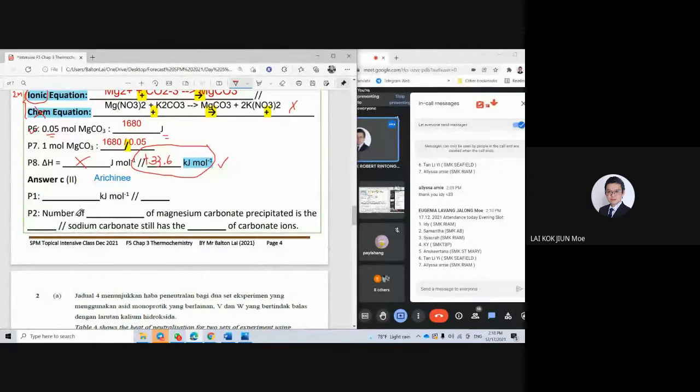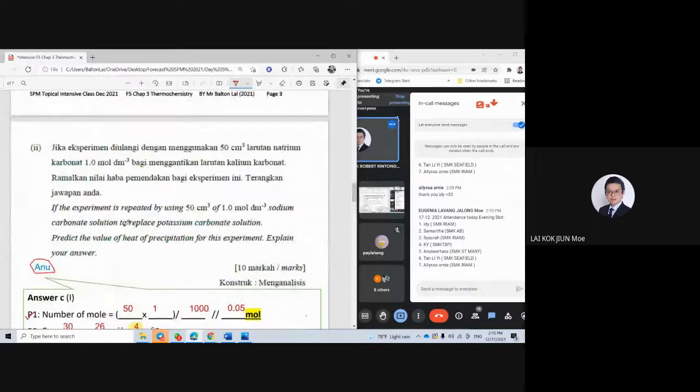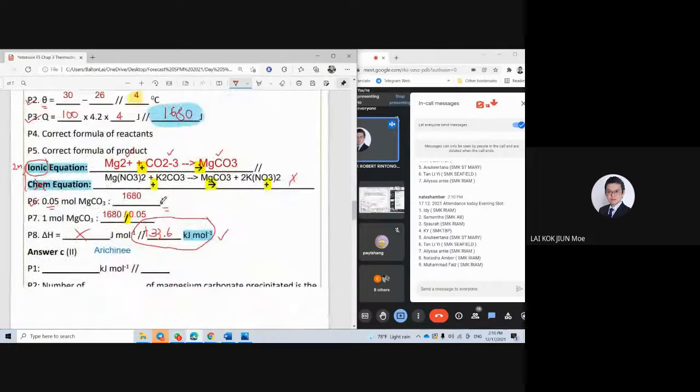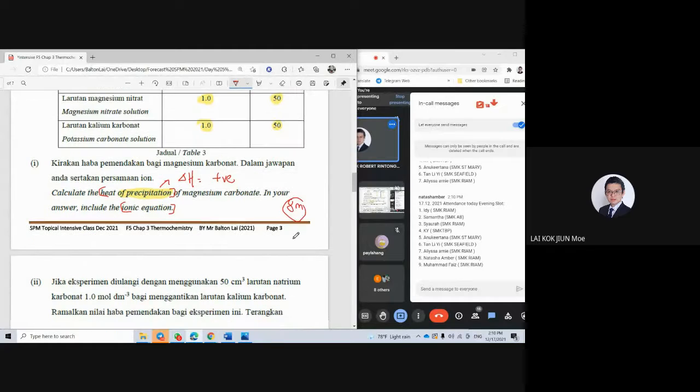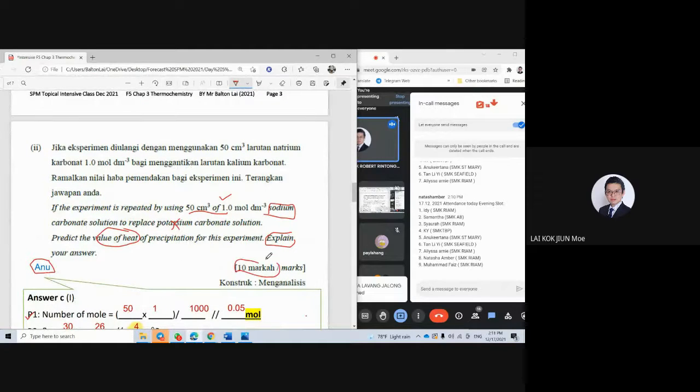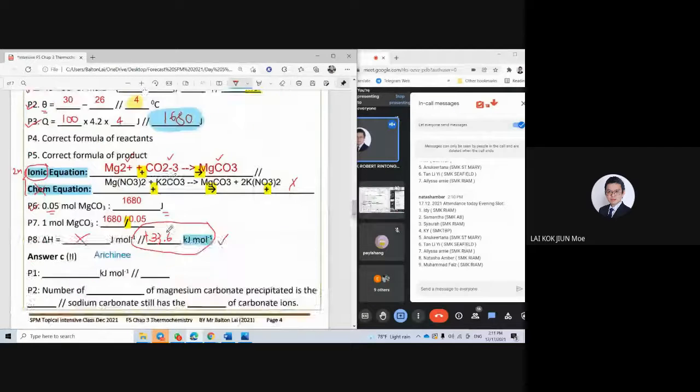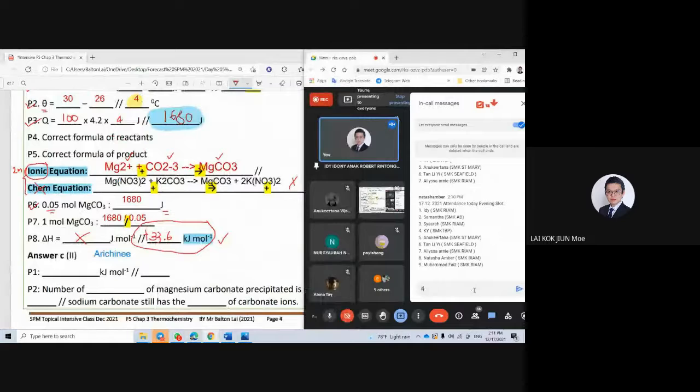Okay, Arachidine, for your question here: if we change potassium, we don't want it, we use sodium, but the molarity is the same, does the value of heat change, remain, or become lower or higher? Explain your answer. You can see this question is 10 marks. Just now Anu already gave us 8 marks. Very good, Anu. So another 2 marks is from this part. Based on the question, you have to analyze: because it is 10 marks, you need one predicted number and another one explanation. So Arachidine, here, Arachidine.